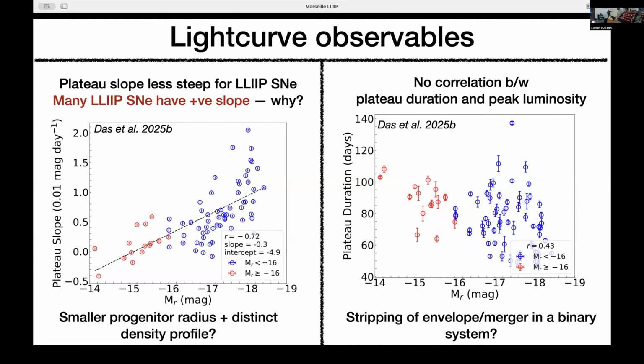Another result we found was that there was no strong correlation between the duration of the plateau and the peak brightness of the supernovae, which is a strong prediction for single star models. So a possible explanation for that could be that some of these are in binary systems where your outer hydrogen envelope has been partially stripped.